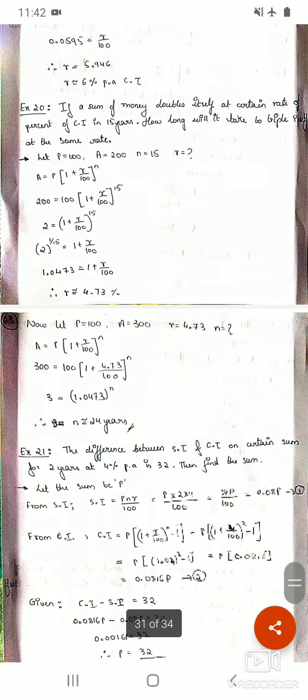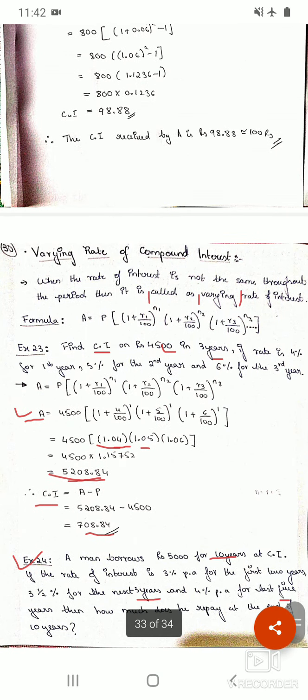So we have covered one more important concept of compound interest, that is varying rate of compound interest. So in the next class we will study problems based on nominal and effective method, and depreciation is remaining. So if we complete that, then we are done with the first unit. So that's it for today's class. Thank you.